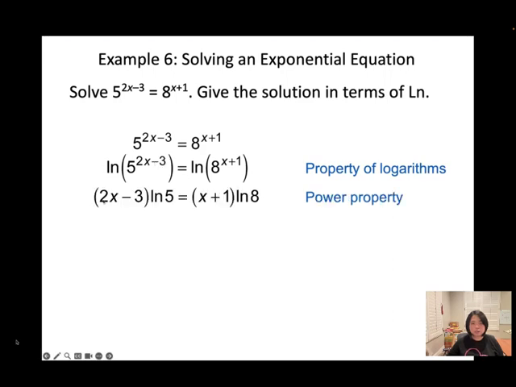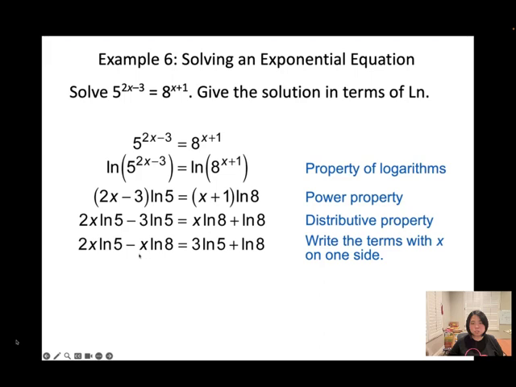When you put it in the front, make sure you put the parentheses, okay? This is 2x minus 3, the whole thing, multiplied by the natural log of 5. And same idea with this guy, okay? Put the parentheses. And then we're gonna distribute it one by one here. Now we're gonna combine the x terms to the same side here. Okay, so we subtract x ln x, and then we're gonna add 3 ln 5 to both sides.